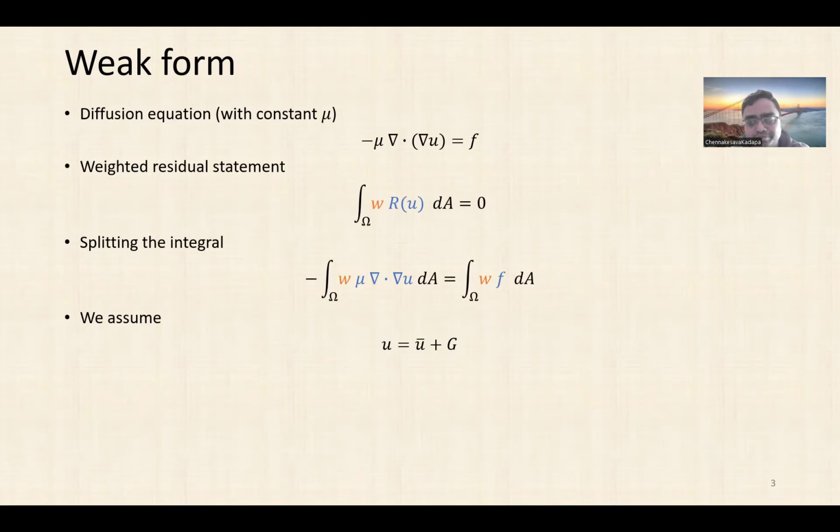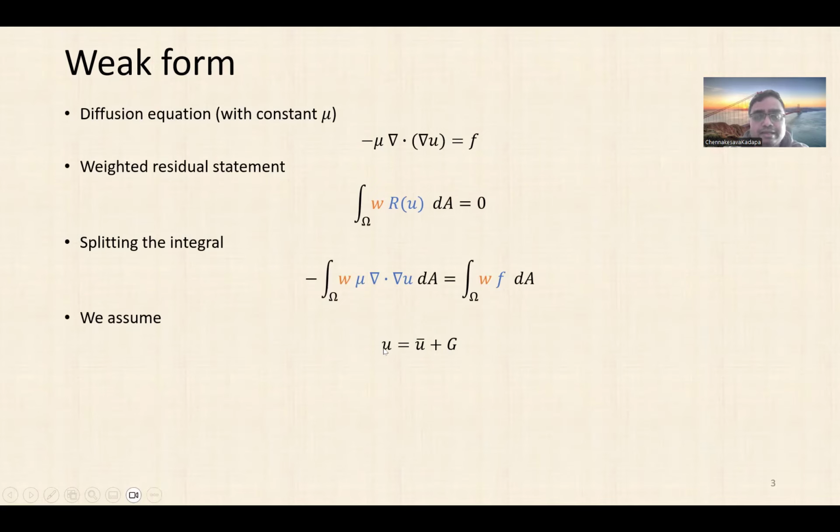In brief, the reason we do this is because for problems with non-homogeneous Dirichlet boundary conditions, we have to choose the function space for u and w such that they still satisfy the vanishing boundary condition on the Dirichlet part of the boundary.